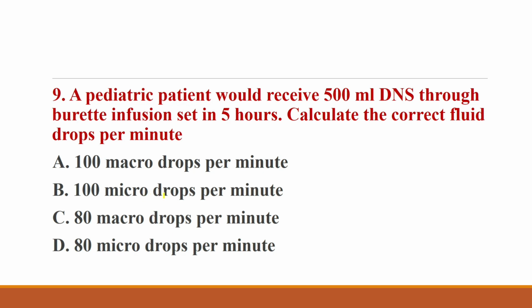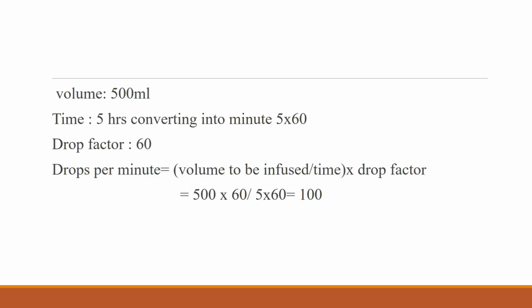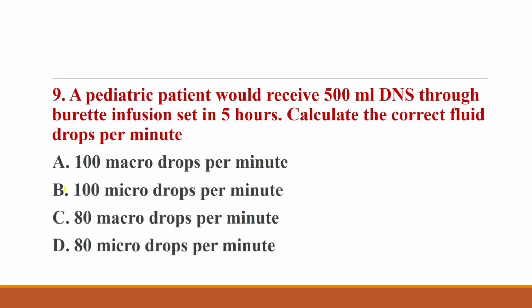So how we will be calculating is that drops per minute is equal to volume to be infused divided by time, into drop factor. We know that in case of a pediatric infusion set, the drop factor is 60. The volume given is 500 ml and the time is 5 hours. When converting 5 hours to minutes, we multiply by 60, that is 5 into 60, and the drop factor is 60. While calculating, we get the answer as 100, so the answer is 100 microdrops per minute.